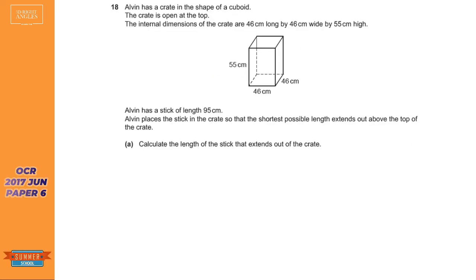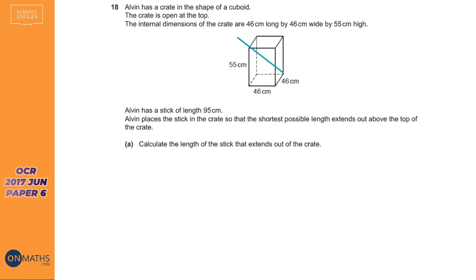Last up is our OCR question, and in this question we've got a cuboid, and we are told that we're going to put a stick of length 95 centimeters in it so that the shortest possible length extends. So we've got to completely fill this cuboid with this stick, and we don't want much to poke out the end. And the way of doing that straight away is the biggest diagonal.